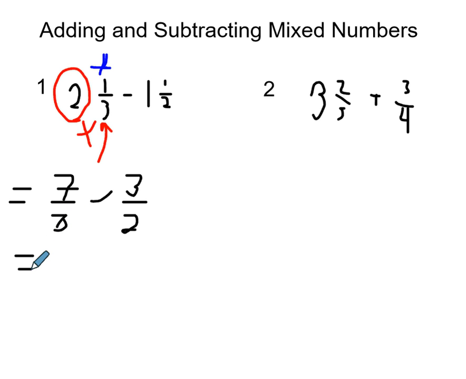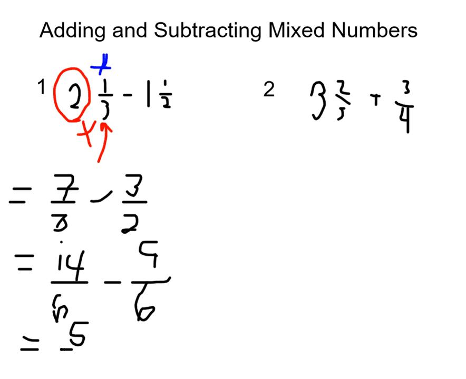So now we need to get a common denominator. In this case, it will be 6. And we multiply this one by 2. And we multiply this one by 3. And 14 minus 9 will be 5. And our answer is 5 over 6.